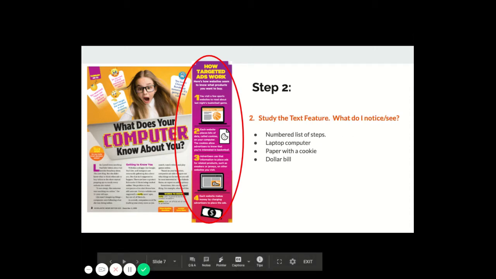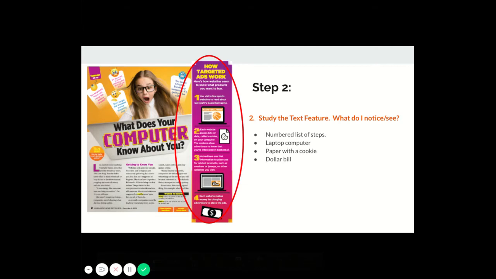Step 2, I'm going to study this text feature. What do I notice or see? Well, I see a numbered list of steps. I don't know if they are steps per se. I would have to read more deeply to figure it out, but I do see a numbered list. So they want me to read this in order. All right, a laptop computer. I see a picture of a laptop computer, so it tells me that has something to do with being online or on the computer. I see a paper with a cookie.